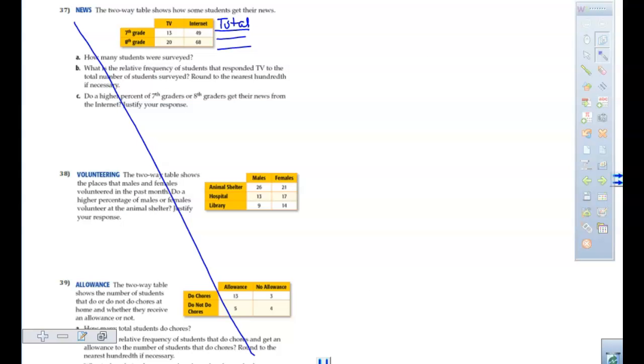And again, 13 and 49, I'd have what? 62? And 20 and 68 would give us 88. And if I wanted to know my total people surveyed, I'd just add these 2 together. So it's not super hard stuff, but on the final, if you see any questions like this, you don't have to do that, okay? We're not doing that.